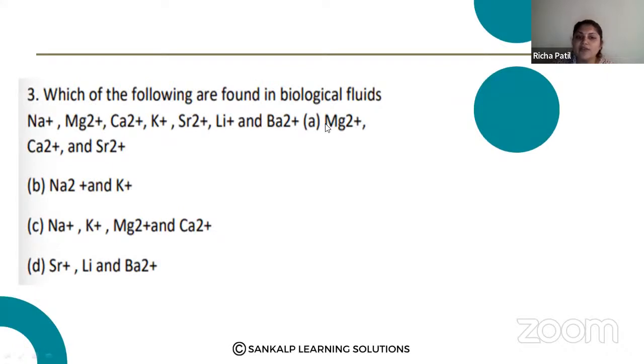Which of the following are found in biological fluids? A, Na+, Mg2+, Ca2+, and Sr2+. B, Na+ and K+. C, Na+, K+, Mg2+ and Ca2+. D, Sr2+, Li+ and Ba2+. What is the correct option? C is the correct option. So these are found in the biological fluids.